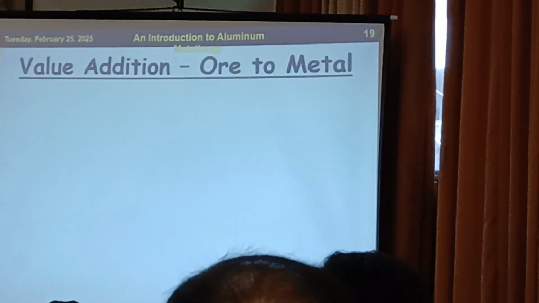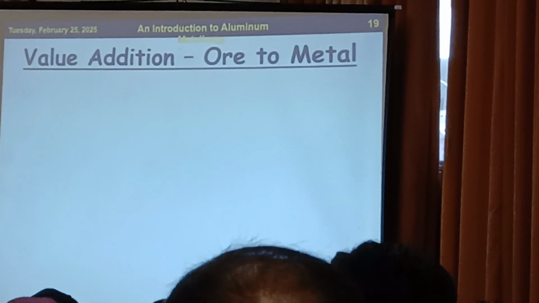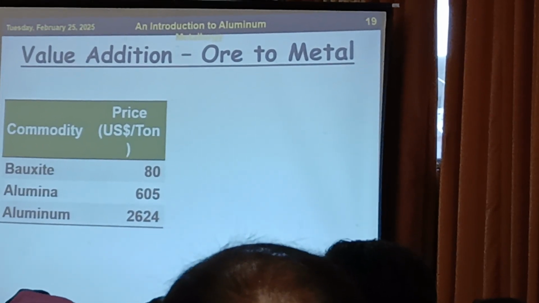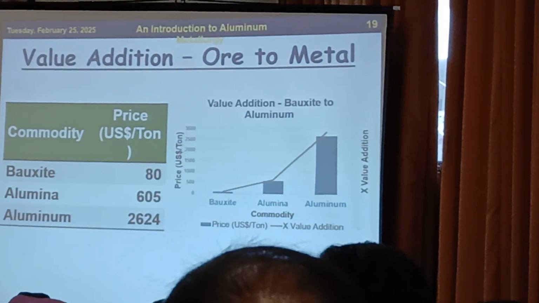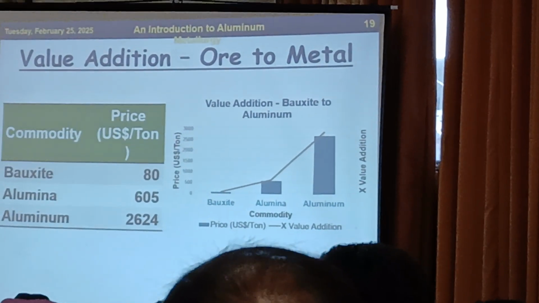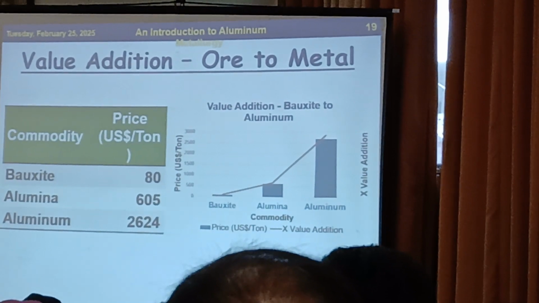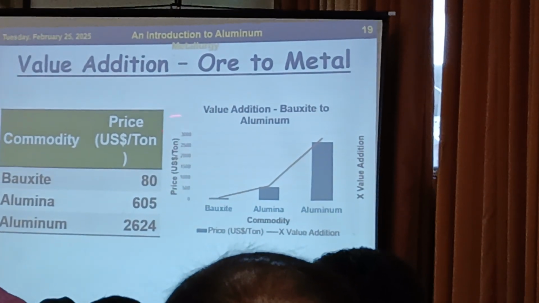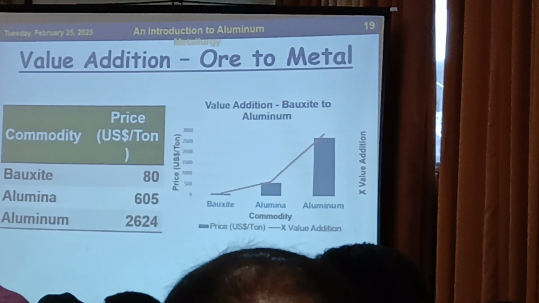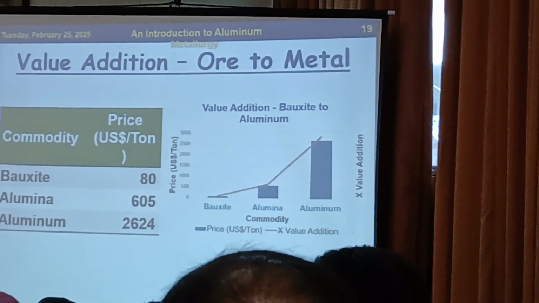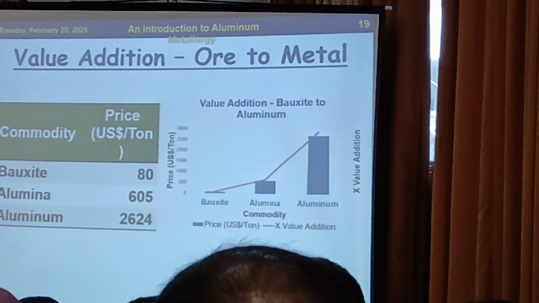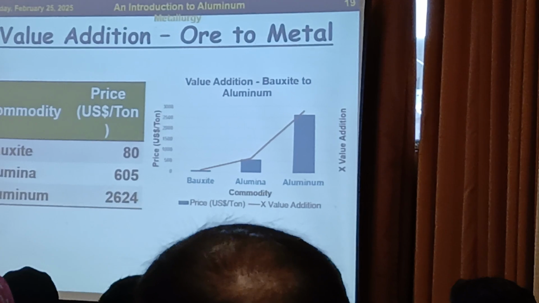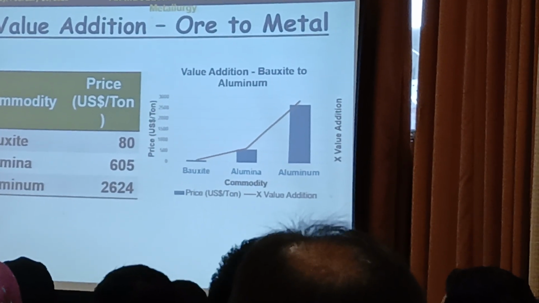So what is the value addition from ore to metal? I showed you the bauxite price, that is $80 per ton, and then alumina $605 per ton, and if you get aluminum, that is 2,620. So value addition is about, you can see this red line, 33 times value addition. So if you use your local ore of bauxite and you produce alumina or aluminum, up to the aluminum you can get 33 times value addition.